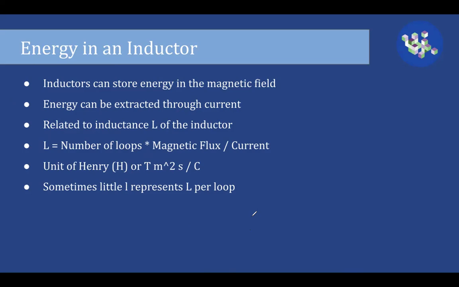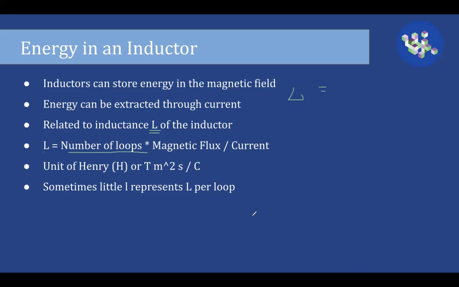So inductance is just an intrinsic property of the inductor. So how do I express the inductance? The inductance is defined as L, which is equal to the number of loops of the inductor, times the magnetic flux through it, divided by the current.